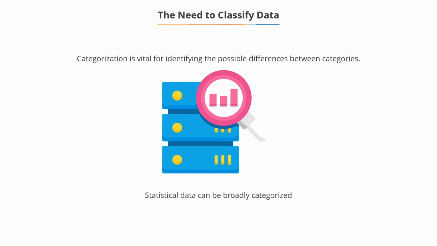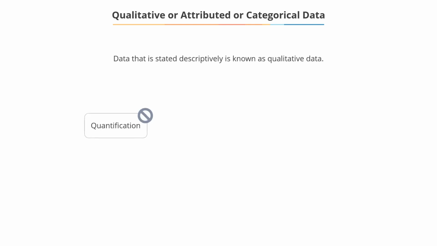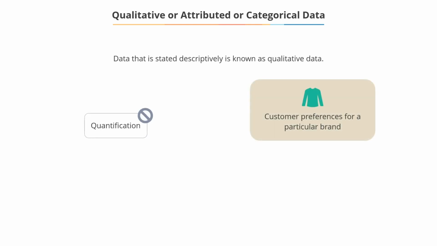Statistical data can be broadly categorized into qualitative, or attributed, or categorical data. Data is stated descriptively and is referred to as qualitative data. Such data is not amenable to quantification. Customer preferences for various brands of a product, types of faults in a tennis player such as hitting on the net, outside the baseline, etc., are examples of qualitative data.